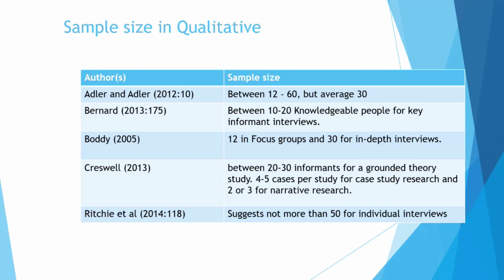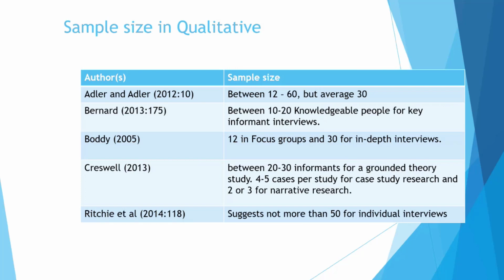All right, the people you are sampling must be knowledgeable about the content you are interviewing them on. But this author, Budi, says 12 in the case of a focus group and 30 in the case of individual interviews. It's a lot, eh? What can you say?